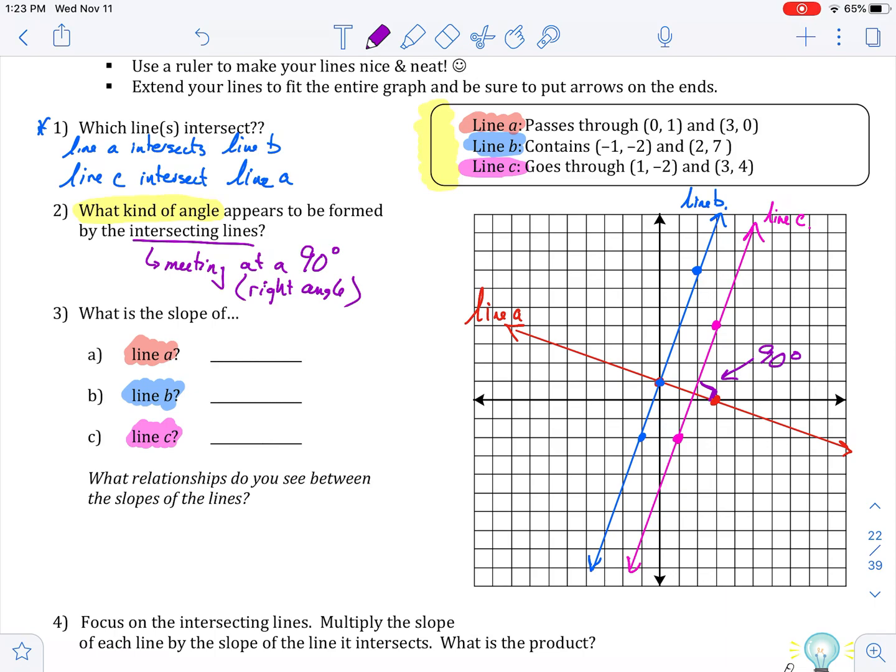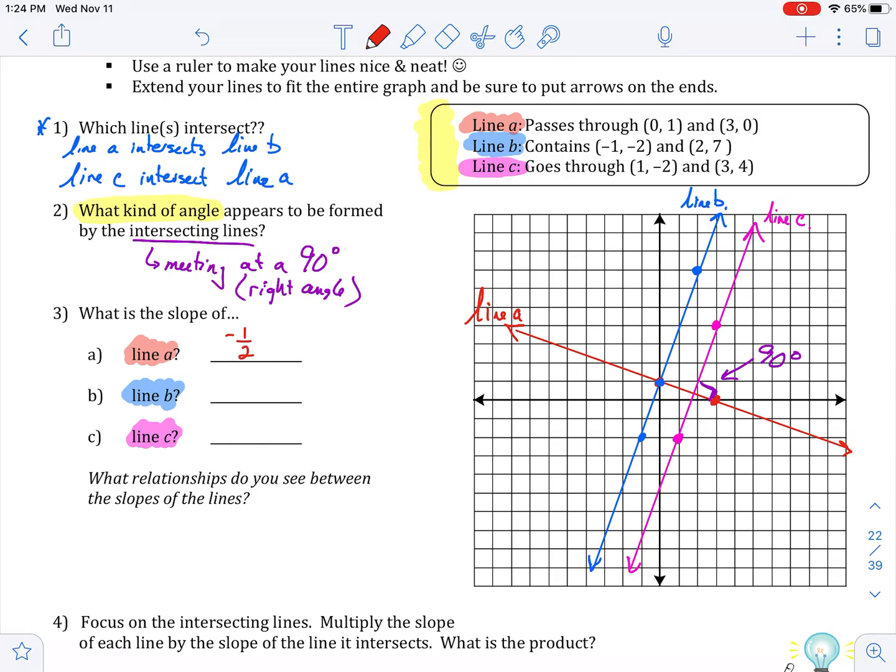They're going to ask us to consider finding the slope of each of these lines, and then we're going to try to create a relationship on these slopes. So if I look at line A, I know that line A is going to have a negative slope. If I count it out from the graph, it is negative 1/2.